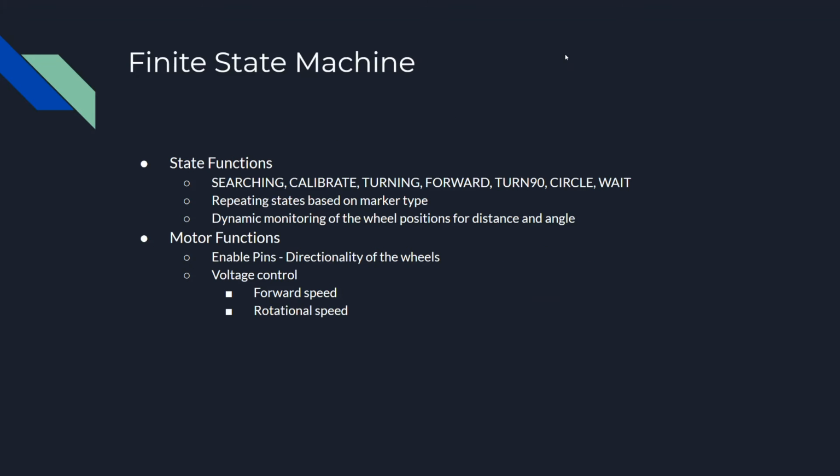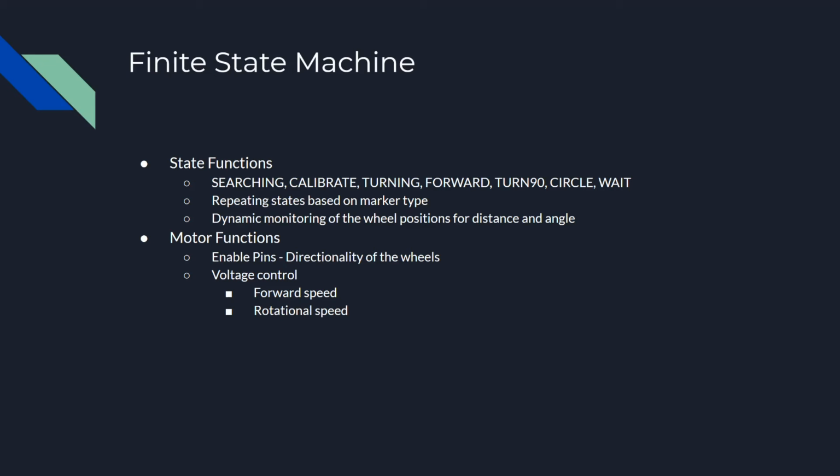The primary function of the finite state machine is to determine the behavior of the bot at different times, because the function of the machine requires different types of behavior depending on the task being performed. There were several different states that the robot entered into: searching, calibrate, turning, forward, turn 90, circle, and wait. These states were cycled through. Searching was the initial state that was used to determine the location of the first marker.